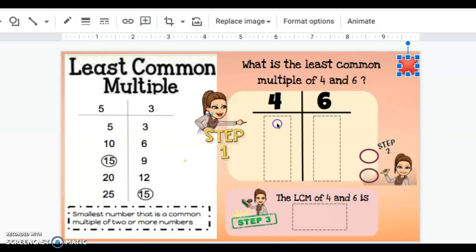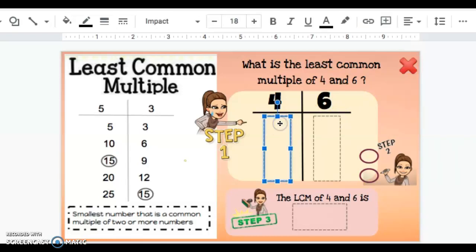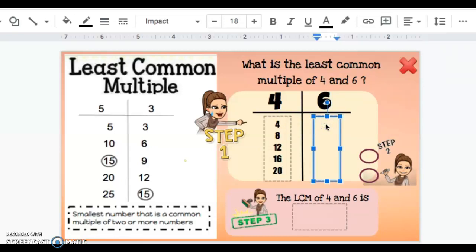So for 4, if you're struggling, open up the multiplication chart and just go down your multiples. So you would start off with 4 times 1 would be 4. 4 times 2 is 8. 4 times 3 is 12. 4 times 4 is 16. And 4 times 5 is 20. Okay, now I could keep going, but like I said, I usually stop with my first 5, and then I go to the next number and list. And if I have to keep going, I will.